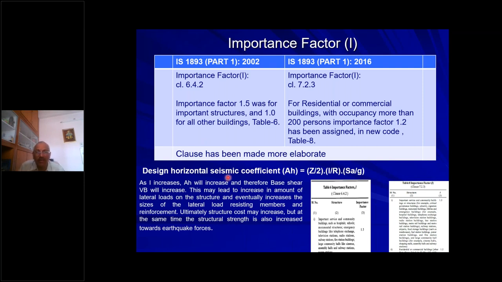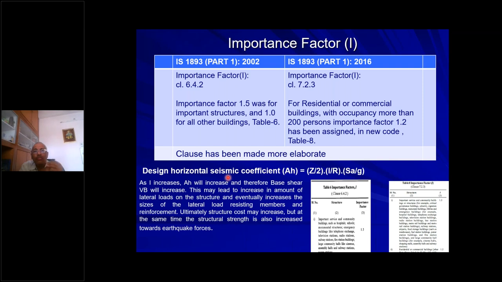So 1.5 was used for the important structures. Important structures means community buildings such as hospitals, schools, monumental structures, and emergency buildings like telephone exchanges, because communication systems have to be intact during the earthquake. Similarly, bridges are the points of the road network. Unless the bridges are intact, we cannot take the relief supplies to the earthquake affected regions. So that is why an importance factor of 1.5 was used. For the other residential buildings, you can take 1. That was there in 2002.